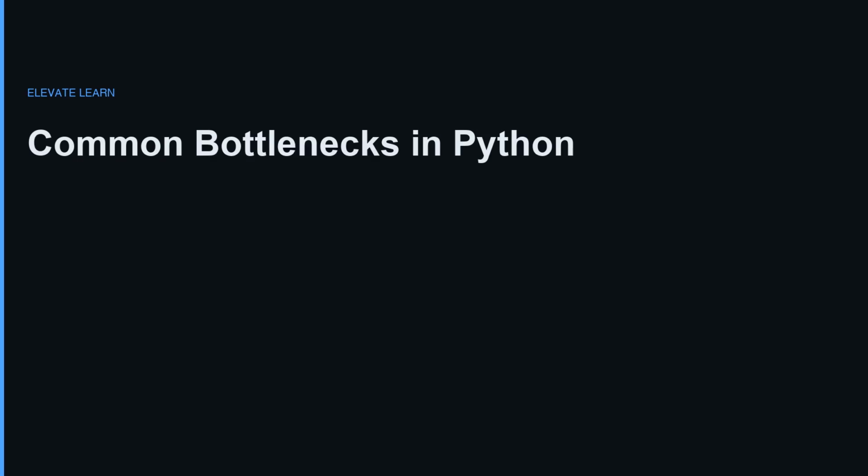Loops are often inefficient, especially when dealing with large datasets or complex calculations. Inefficient algorithms can also significantly impact performance. Additionally, the global interpreter lock, GIL, in Python can be a bottleneck for multi-threaded applications.